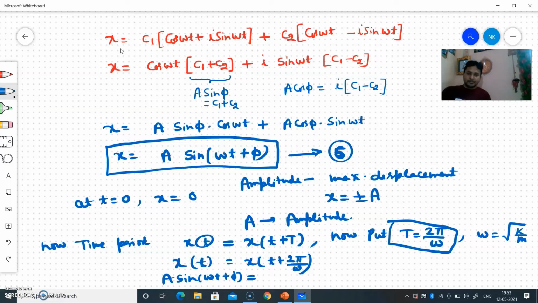And here this will be A sin omega into (t plus 2 pi by omega) plus phi. You know that this will be A sin(omega t plus phi plus 2 pi). Okay, it will be the same.